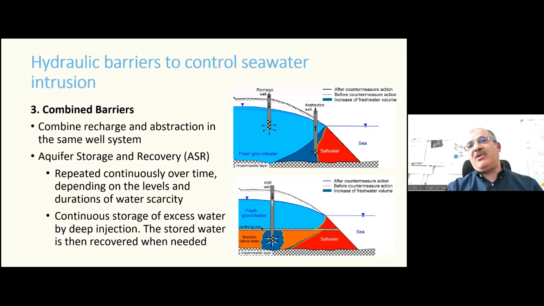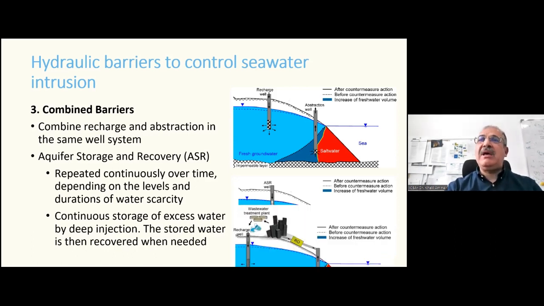There are some other methods like what we call aquifer storage and recovery, where you can inject the surplus of water at times when it is not needed into the groundwater aquifer and then extract it when it is needed. This could also be a good solution to reduce the effect of seawater intrusion.